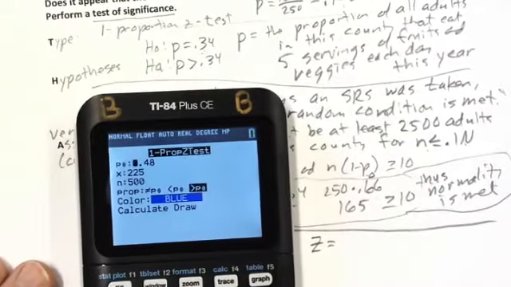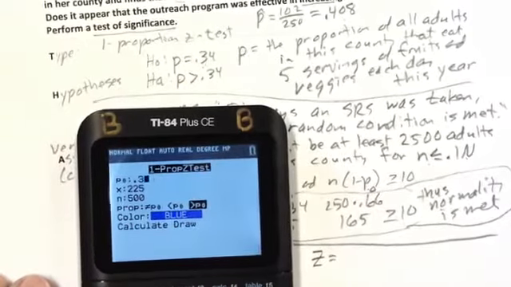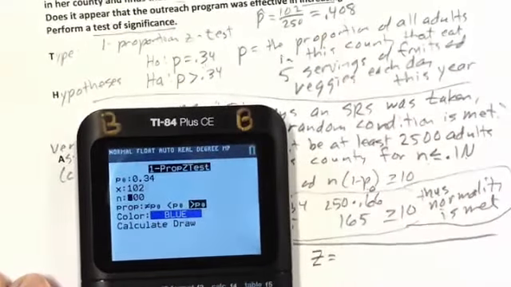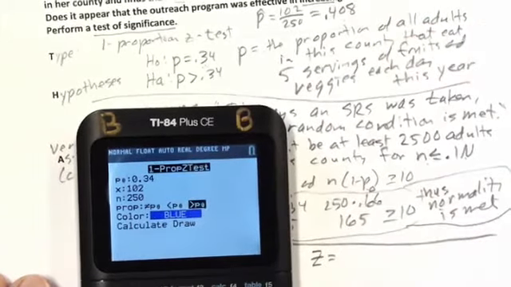Boom, we hit enter. So our P naught is 0.34, the hypothesized P. Our X, our number of successes, is 102. And our sample size is 250. Okay. And then this line is our alternative. Our alternative could be not equal to, could be less than, or could be greater than. Okay. In this case, it was greater than. So I'll click on greater than, hit enter, then just hit calculate.